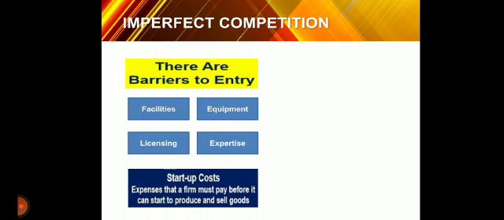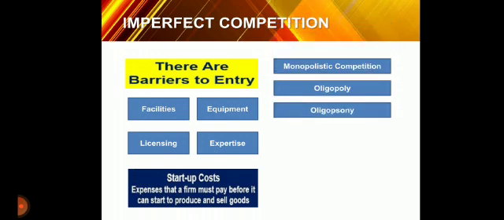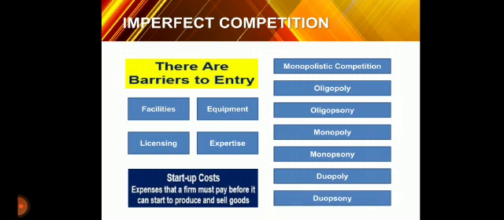And the main point here is startup cost: the expense that a firm must pay before it can start to produce and sell goods. There is a huge investment that has to be made, because where there is no perfect market, there is no open market, and there is no transparency prevailing there. The different types of imperfect competition markets are monopolistic competition, oligopoly, oligopsony, then monopoly, monopsony, duopoly, and the last one, duopsony.